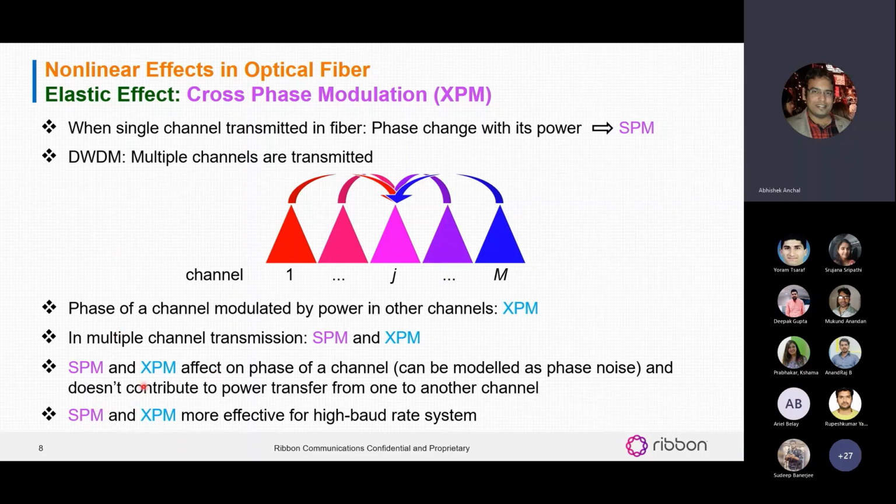These effects are more significant at higher baud rate systems because phase variation with time and intensity variation with time are higher for higher baud rate systems. So SPM and XPM are more effective when you have very high baud rate systems or for high coherent modulation formats, from QPSK to 16-QAM or 8-QAM. These effects are very effective.